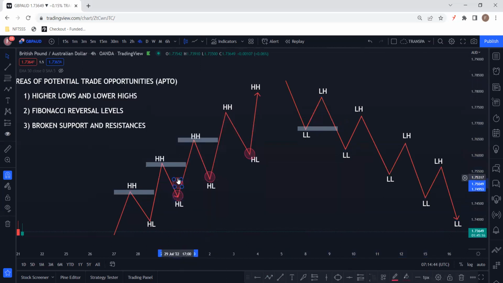So you always wait for a pullback, having identified that price has broken below the previous low and has formed a new lower low in a downtrend. You wait for a pullback, for price to come and form a lower high. And then the best time to sell would be at the lower high.